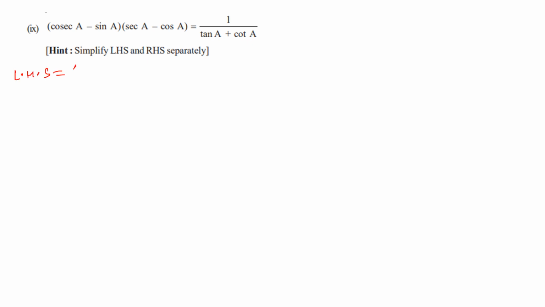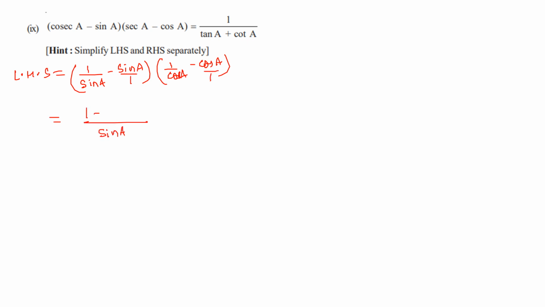Now cosec a I can write as 1 by sin a minus sin a. Sec a I can write as 1 by cos a minus cos a. Next step, let's take the LCM. So for the first term, the LCM will be sin a.